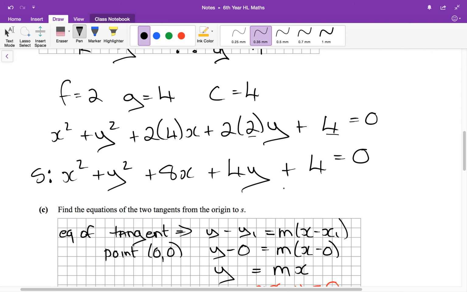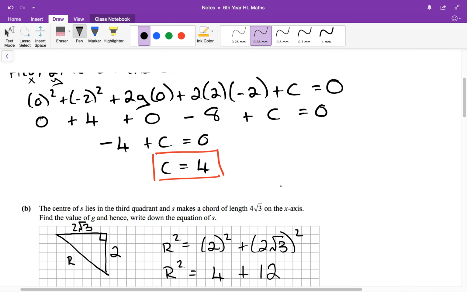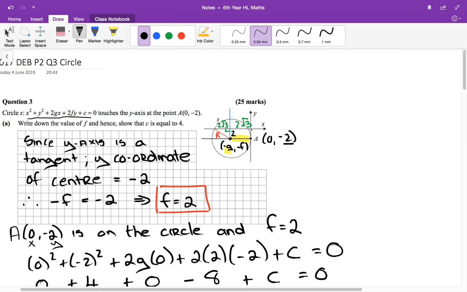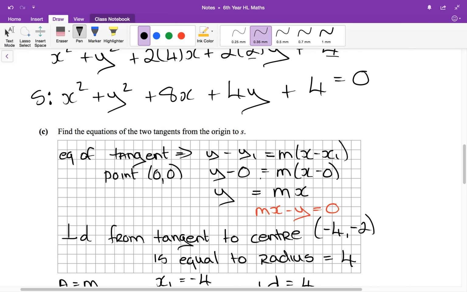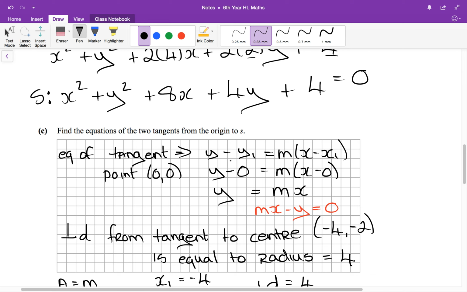Okay, and then the last part is find the equation of the two tangents from the origin to S. Let's go back up here. So for a tangent from the origin, the origin is obviously here. One tangent is kind of obvious, but we'll talk about that later. It goes down this way, and then the other tangent is going to go off that way. We're trying to find the equation of both of those. The equation of a tangent is a line, so we use y minus y1 equals m times x minus x1. The point we're concerned with is the origin, 0, 0. So I subbed in 0 and 0, and you get y equals mx. I rearranged that, brought the y over here, so it's mx minus y equals 0.